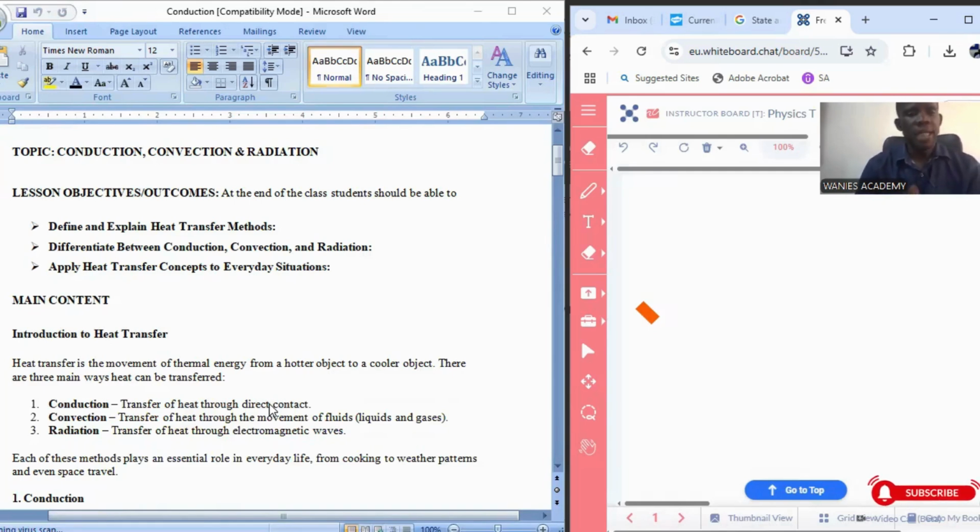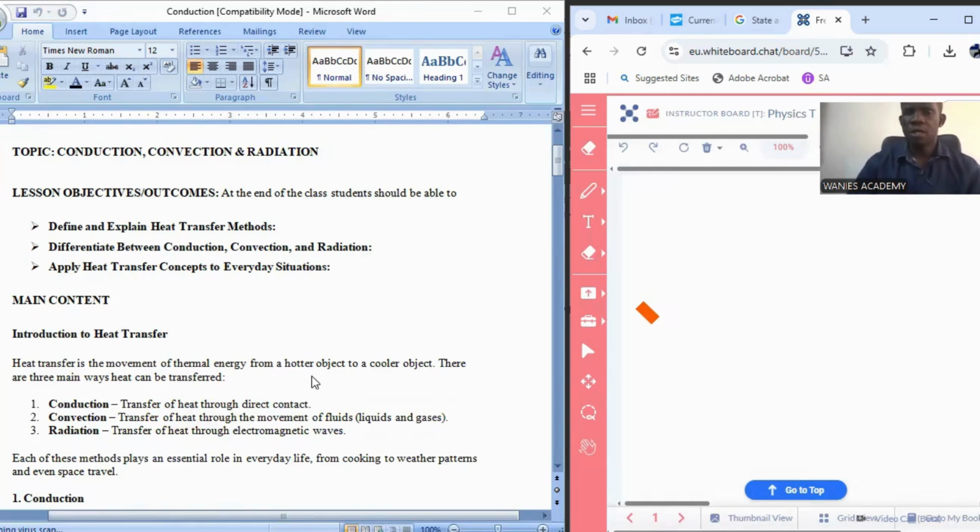Now there are three main ways in which heat is transferred from one object to the other. Number one, we have a method known as conduction. Number two, convection. Number three, radiation. CCR: conduction, convection, and radiation. Methods of heat transfer. Now, let's look at each of them in more detail.